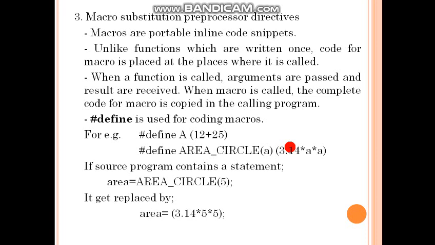For example, hash define A (12 + 25), hash define AREA_CIRCLE with the value 3.1488. If the source program contains the statement AREA_CIRCLE, it is replaced by the area value 13.44.